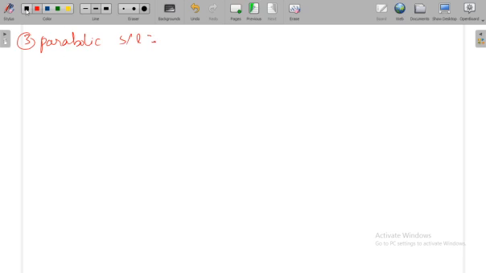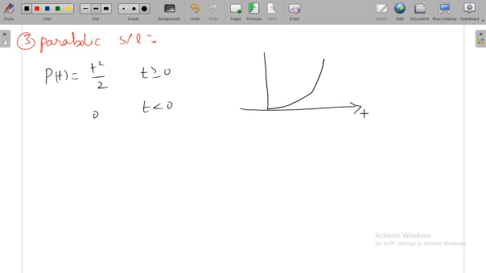Okay, in the parabolic signal, what is the equation? P of t is equal to t square divided by 2, when t is greater than or equal to 0, and 0 when t is less than 0. You know this equation, t square always represents the parabolic nature, and you are having some extra constant. So like this it goes. Okay, so again this is t, this is p of t. Similarly for p of n, this is n square by 2, where n is greater than or equal to 0, 0 when n is less than 0.